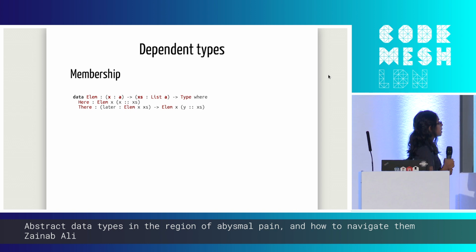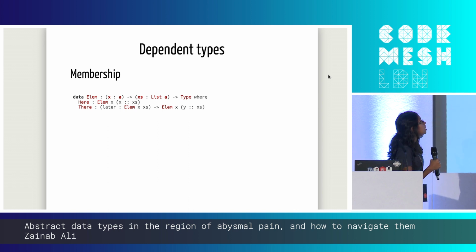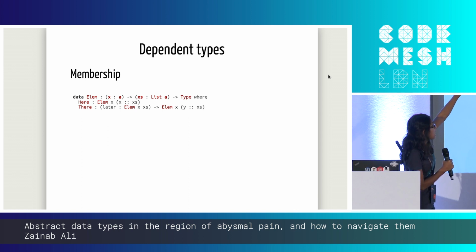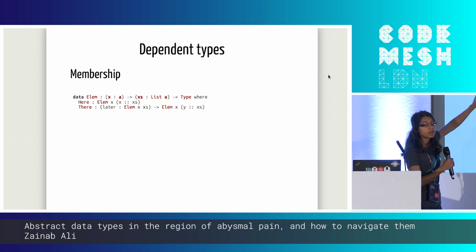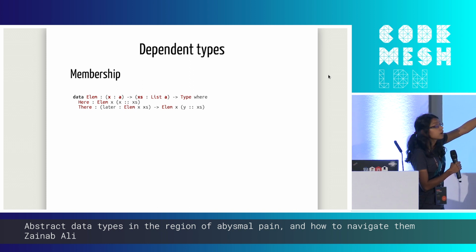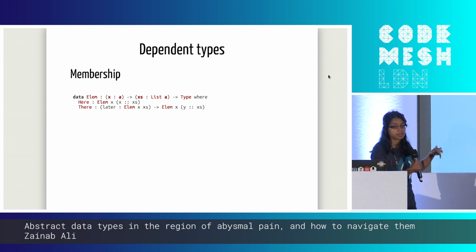I'm going to create a data type lm, which takes in a value x of type A, a value x's of type list A, and I can only construct this if x is in x's. The way that I do that is that I define two value constructors, here and there. If the element is at the head of my list, then it's here. If it's not at the head, but I know that it's somewhere later in the tail, then I can define an element of x with y cons x's. So I can define an element on a different list, y cons x's, provided that I know that x is somewhere in the tail.